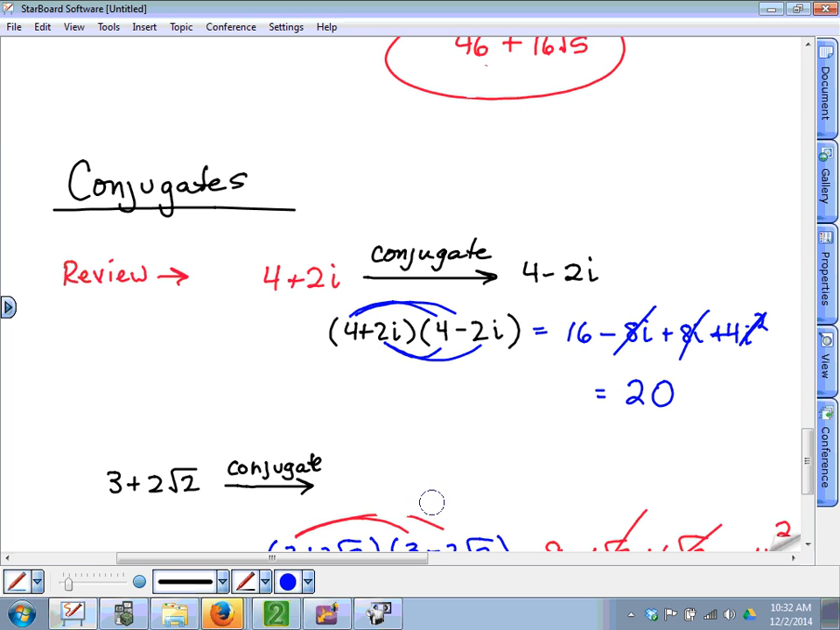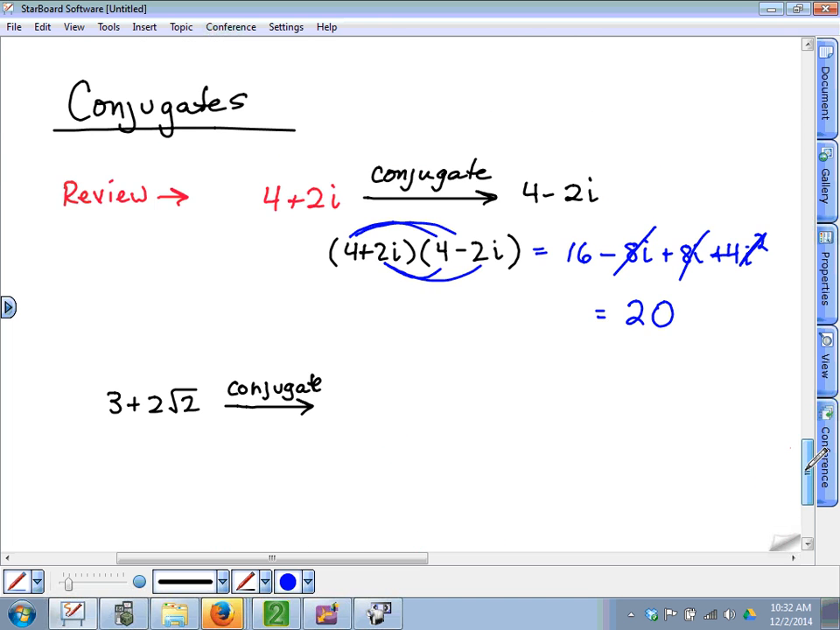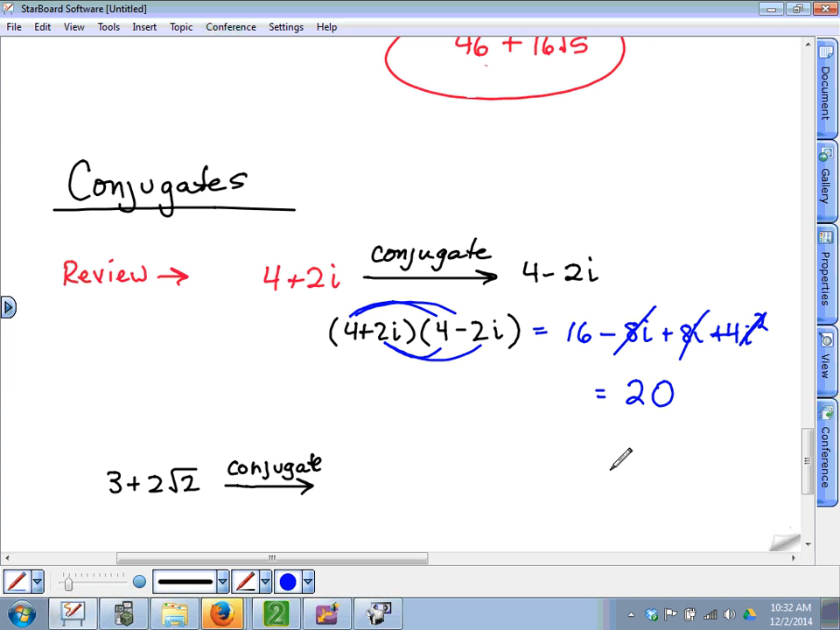So, these type of numbers, 3 plus 2 root 2, they also have conjugate pairs. Much like those complex numbers have conjugate pairs. So, write that down. 3 plus 2 root 2. What do you think the conjugate is? 3 minus 2 root 2. All right, so write that down. 3 minus 2 root 2. That's the conjugate.